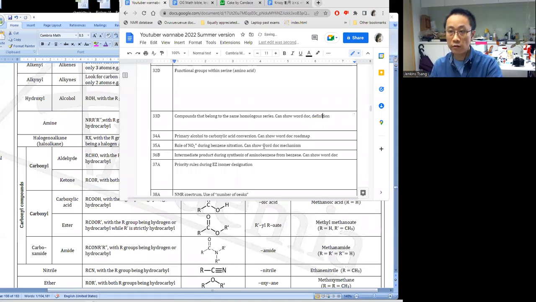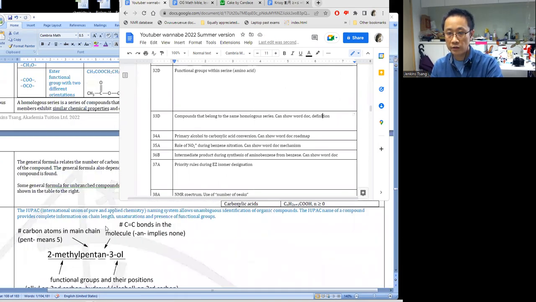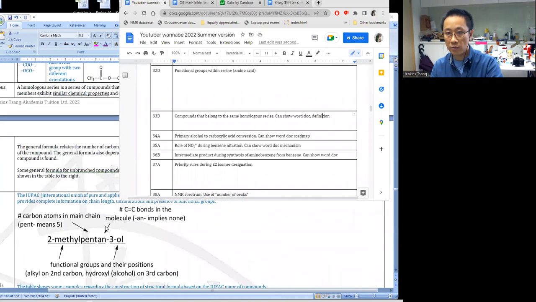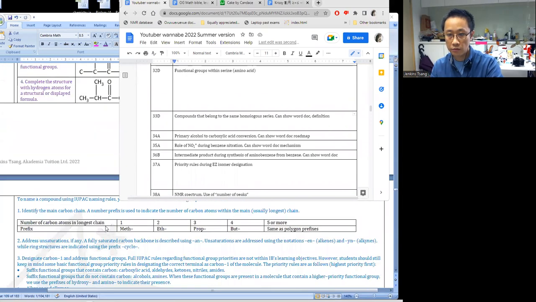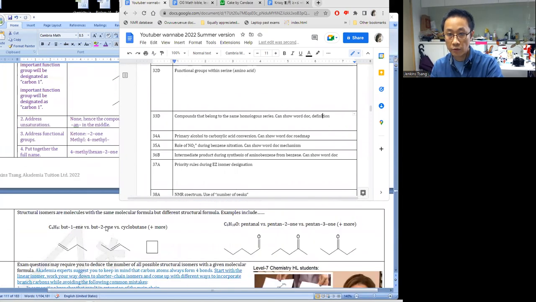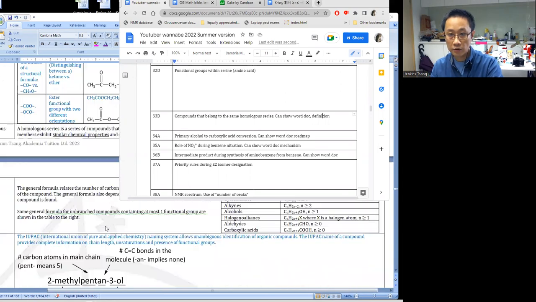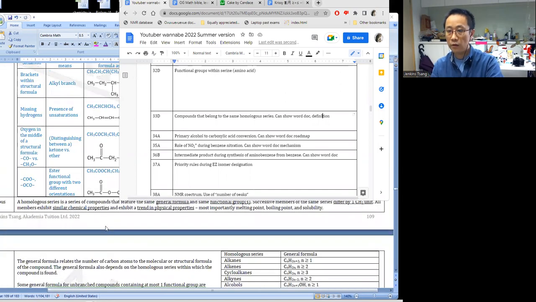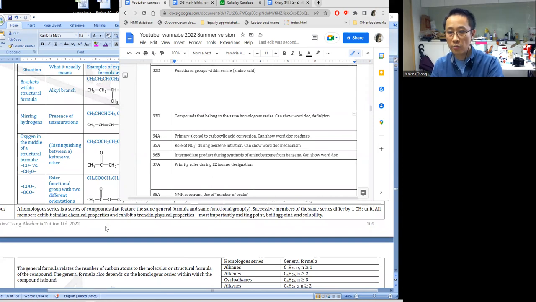Let's move on. Question 33, which asks for compounds that belong to the same homologous series. Wait, where's my homologous series definition? There you go. The most important thing in recognizing a homologous series by referring to a structural formula or names is that they have the same functional groups, and members within the series differ by exactly one CH2 unit.